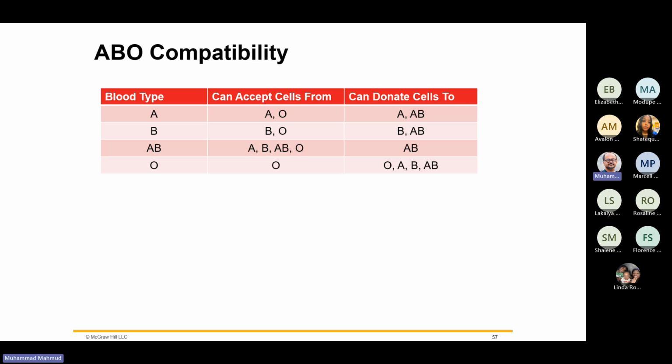Rh positive blood clumps in the presence of anti-D antibodies. Rh negative blood does not clump in the presence of anti-D antibodies. And clinically, it is very important for a female to know her Rh type if she becomes pregnant. O negative blood is truly the universal donor because it has no A, B, or D antigens that can cause the recipient to form antibodies.